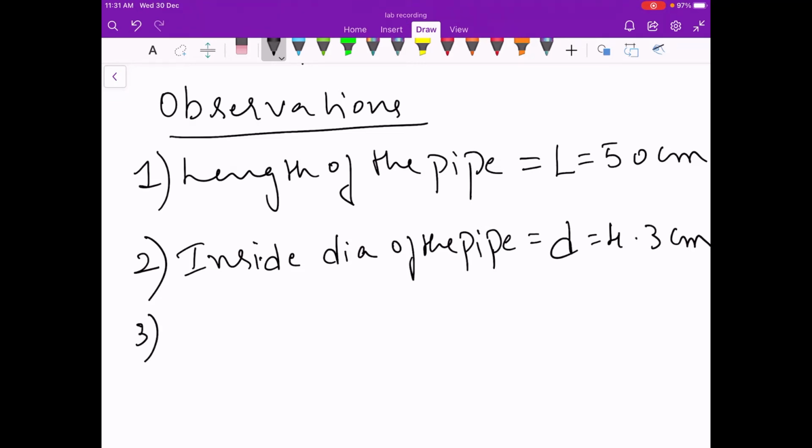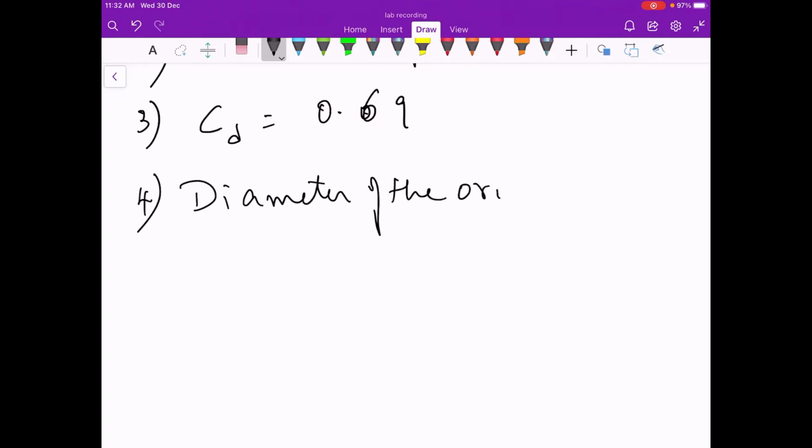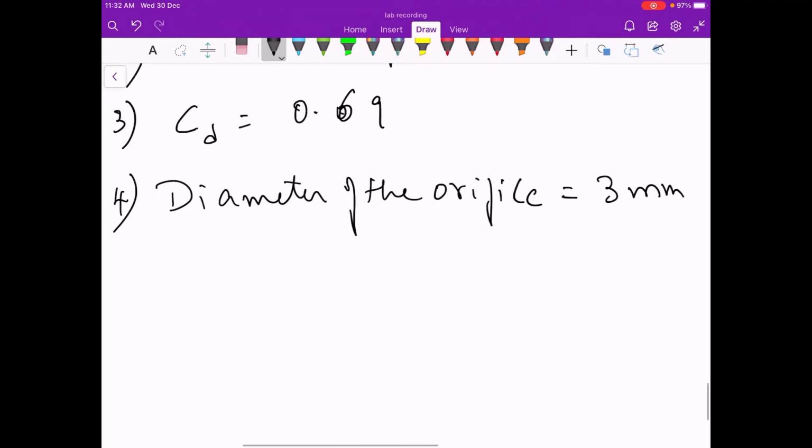Then third one, coefficient of discharge. So I'll directly write it here. Your CD is equal to 0.69. Already you have done this experiment in your fluid mechanics lab with the help of your orifice meter, so you will be aware of that. And the diameter of the orifice is equal to 3 mm. That means the air which will be passing through there has a sudden decrease in the cross sectional area. So that is 3 mm.